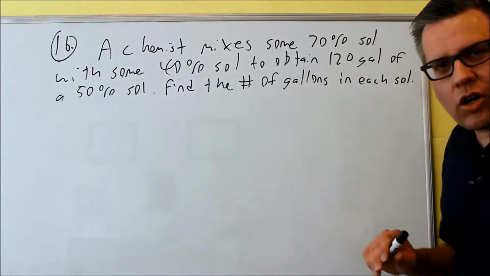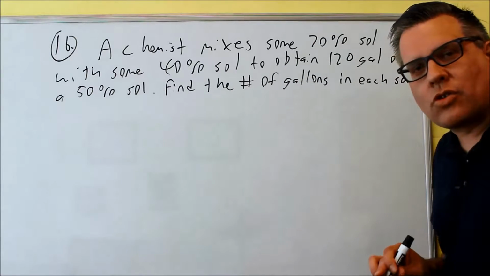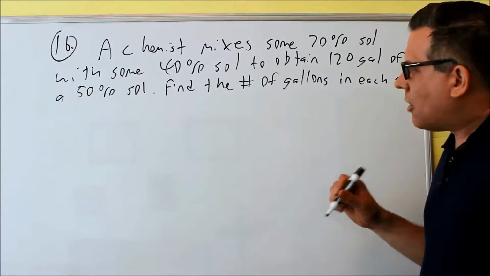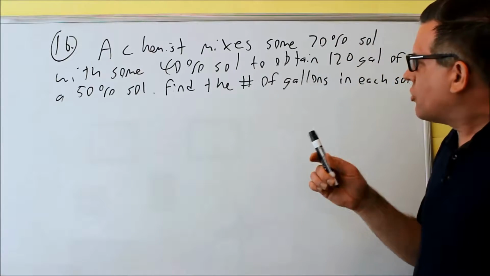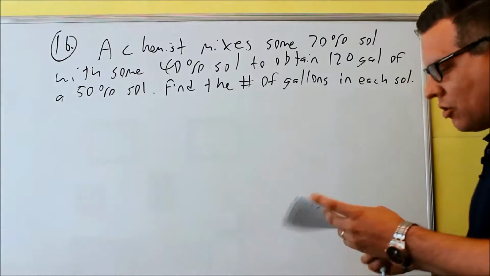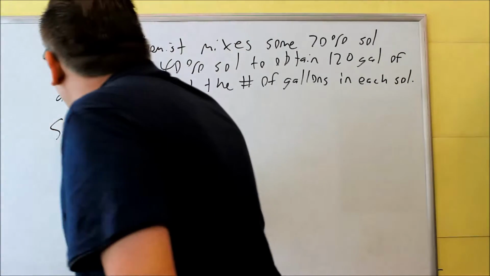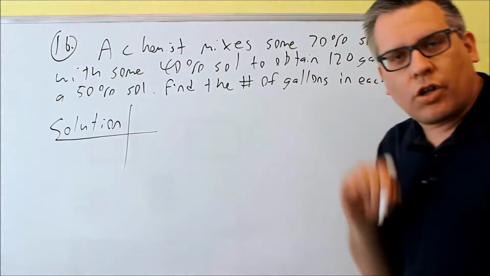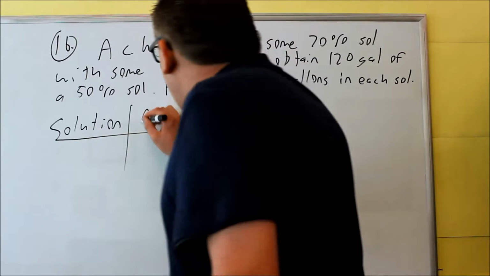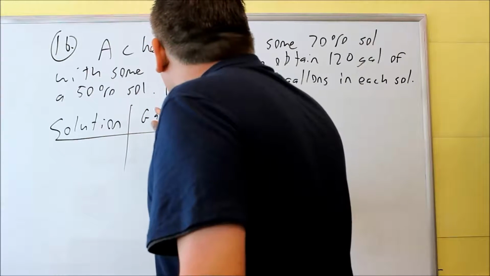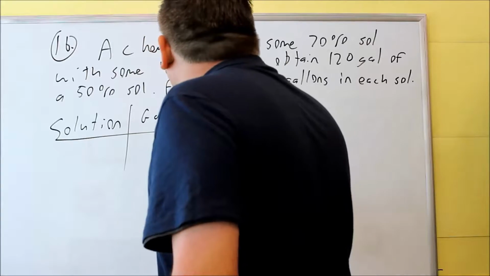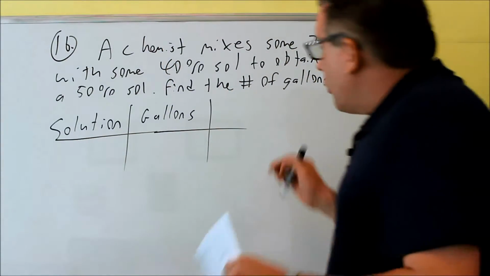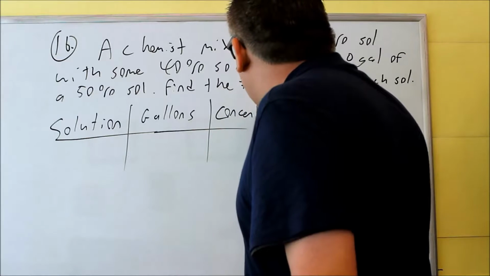So we need to figure out a way to organize all this information so we can come up with the equations for it. So we have percent solutions, we have different types of gallons. So let's go ahead and set up, first of all, a solution column. This tells you which particular one you're working with. We also have some gallons, so we want to set up a column that deals with the gallons since they're giving us that information. And then we're going to do what's referred to as concentration.